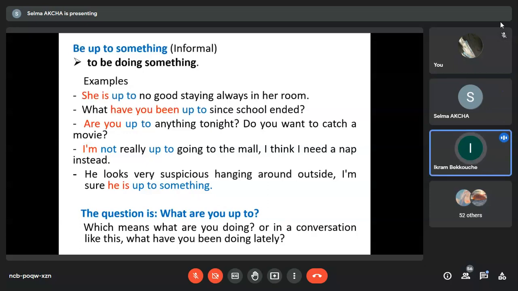To be doing something. Example: she is up to no good, staying always in her room. What have you been up to since school ended? Are you up to anything tonight? Do you want to catch a movie? I am not really up to going to the mall. I think I need a nap instead. He looks very suspicious, hanging around outside. I am sure he is up to something. The question is, what are you up to? Which means, what are you doing? Or in conversation like this, what have you been doing lately?